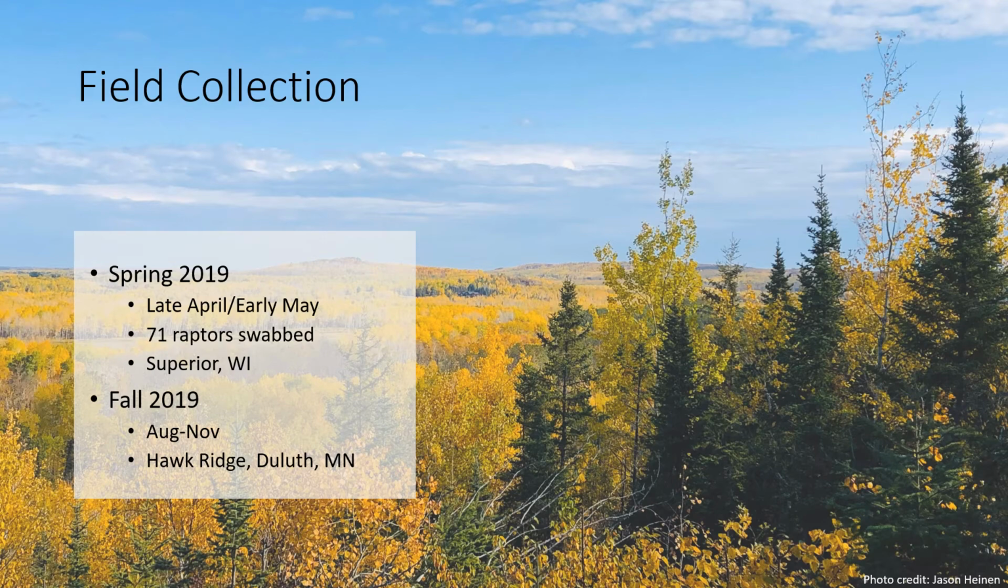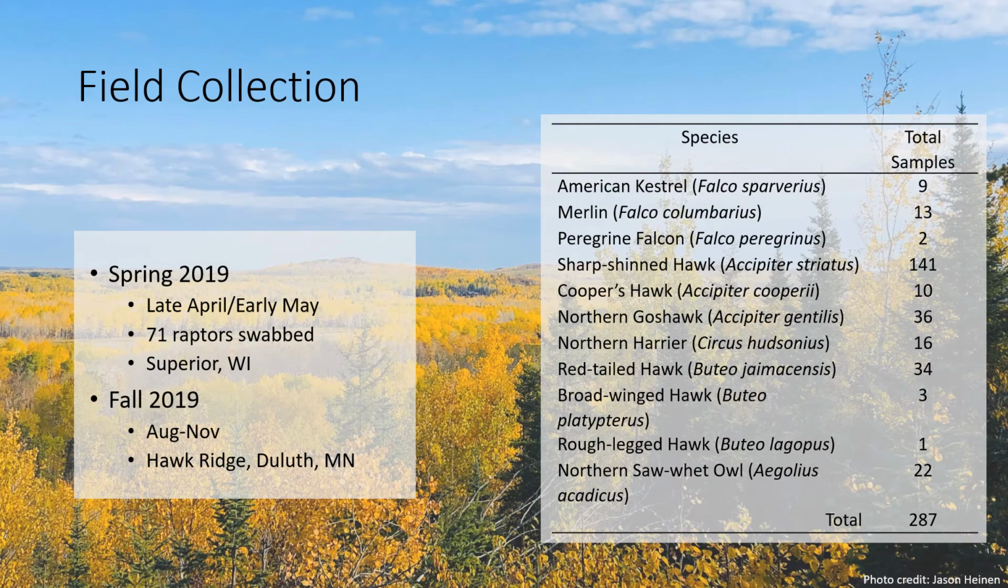Most of these samples were from sharp-shinned hawks, and they're included in the sample totals in the table on the right. The bulk of my sample collection happened at Hawk Ridge during the fall migration between August and November 2019. I collected samples from 11 different species of raptors. You might notice that the number of samples I collected per species varied greatly.